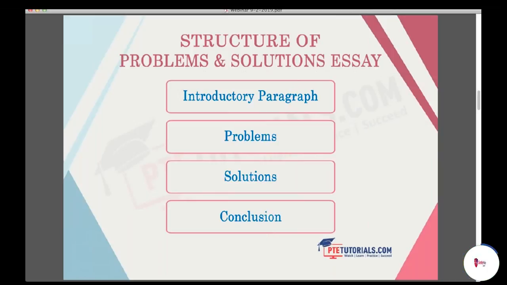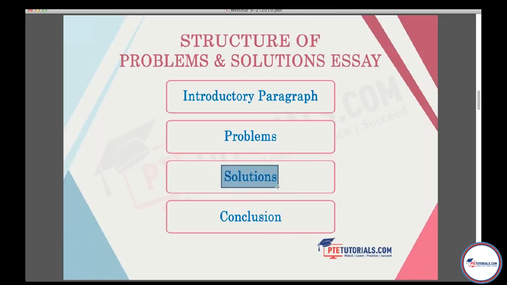See, as I've been telling you, it is not a human evaluating. It's a computer. It's a machine. So let it be very clear. In the first body para, just talk about the problems. Just discuss problems. Write something about problems, and the solutions should be written in body para 2.